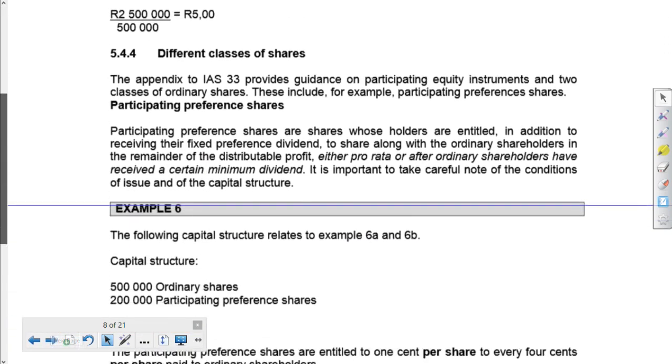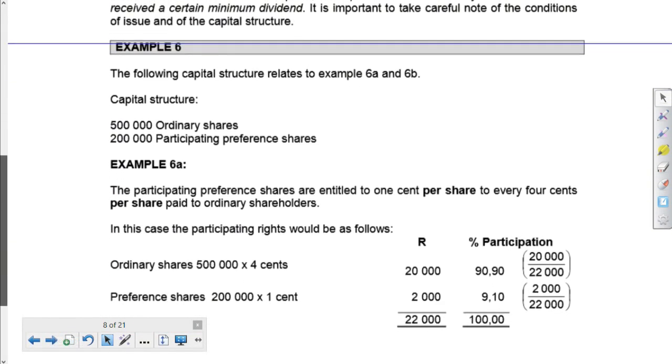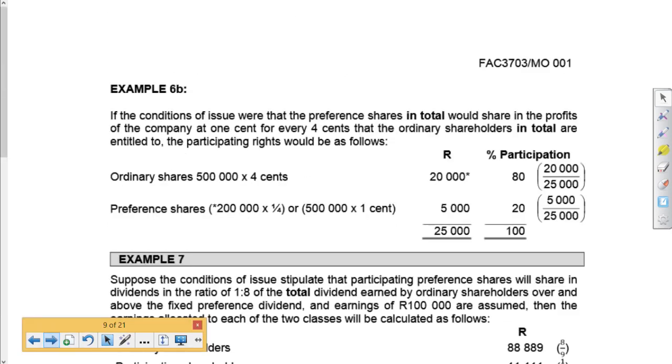It's over here, example 6. No, let's look at example 6b. 6b is the easier one. Let's start with 6b and then we'll work our way to 6a. And then you're going to try and do 7 on your own.